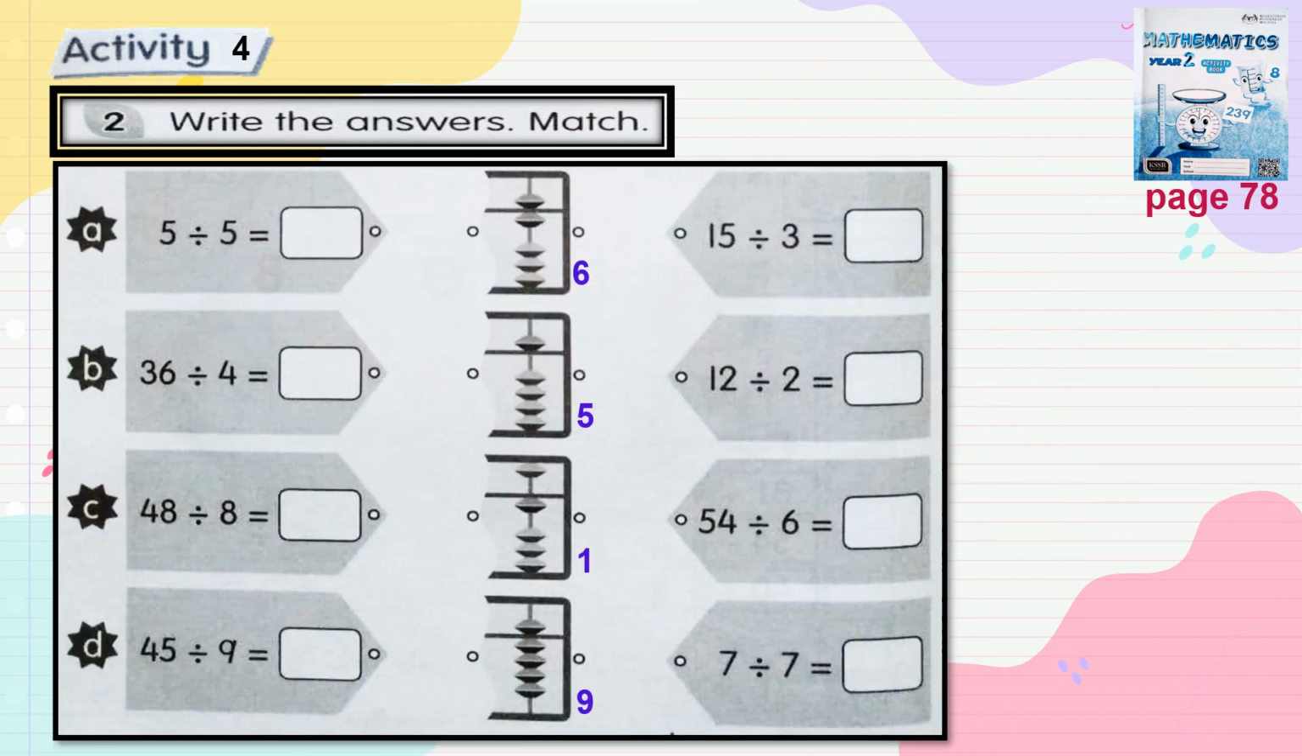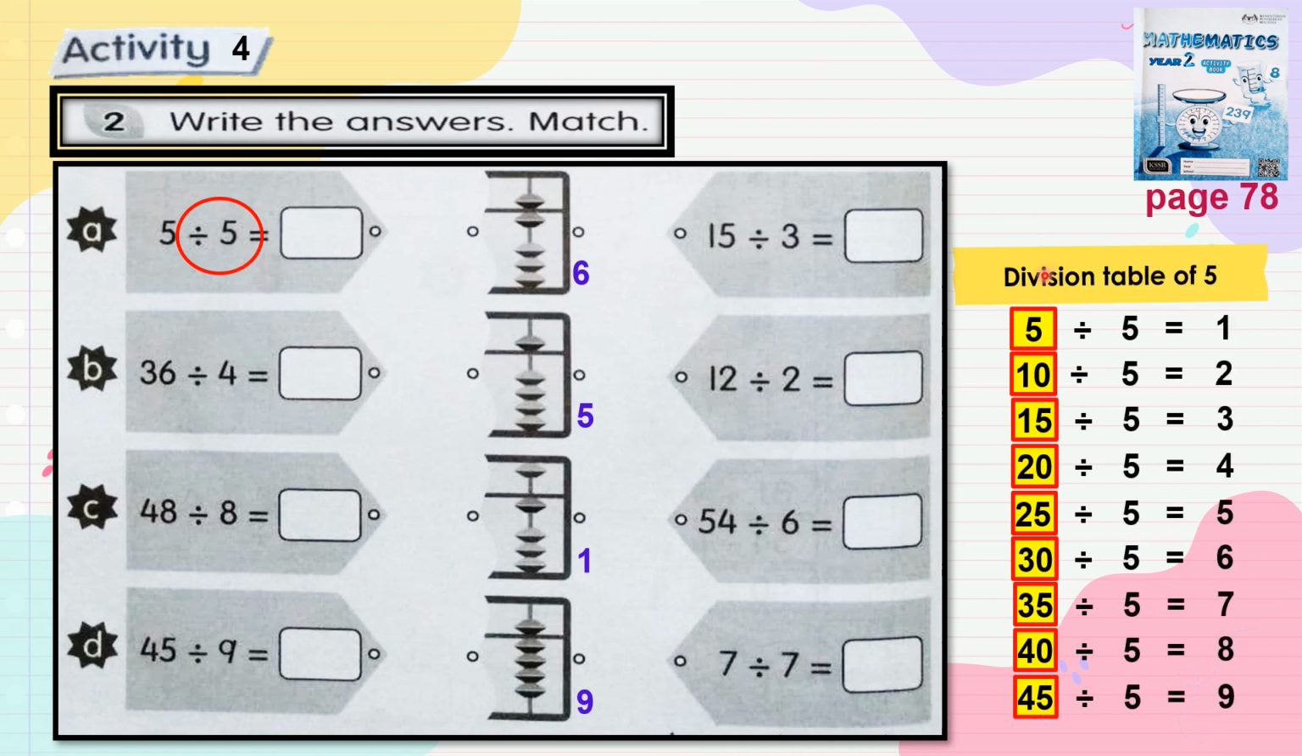Now, let's do these exercises. A. 5 divided by 5 is equal to the missing number. First, look at the divisor. Divided by 5. We use the division table of 5. Now, let's find 5 divided by 5 in the division table. 5 divided by 5 is equal to 1. So the answer is 1. Now, let's match with the abacus. Yes. So, for the other questions, try to do it yourself. Follow the steps that I have given.